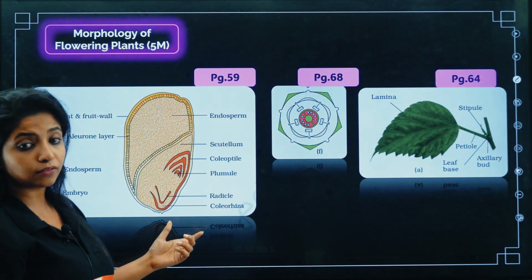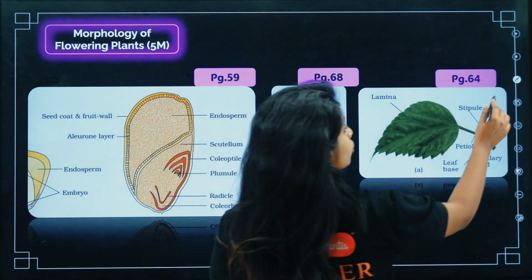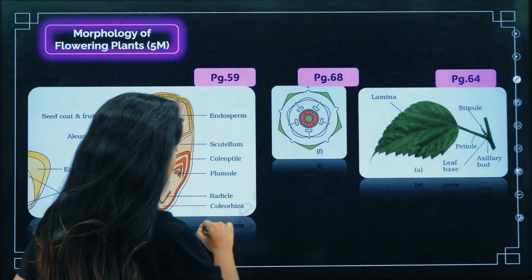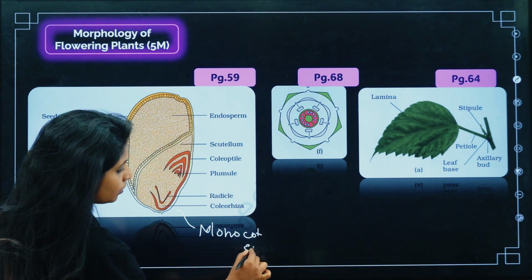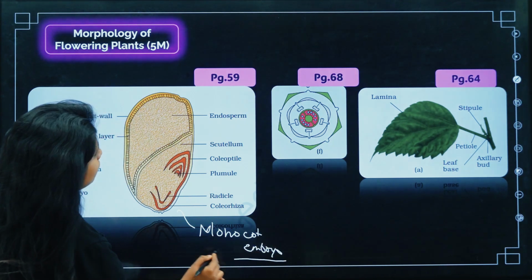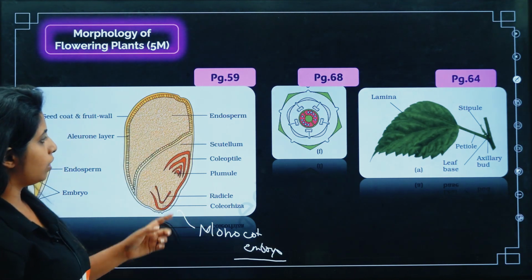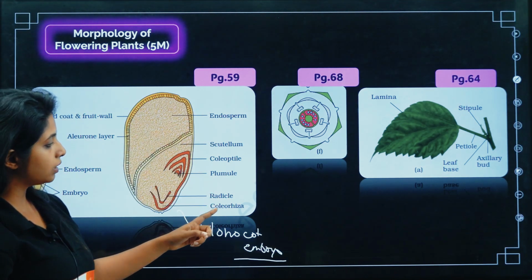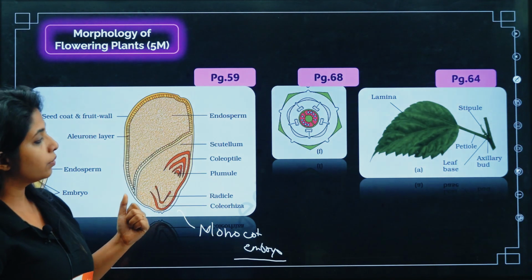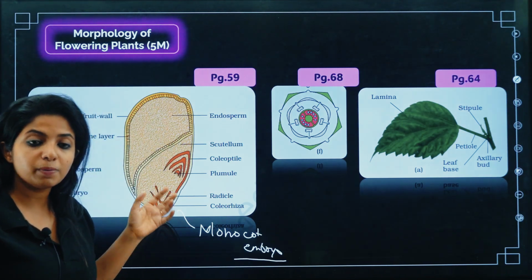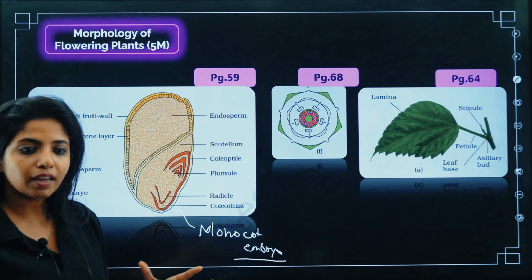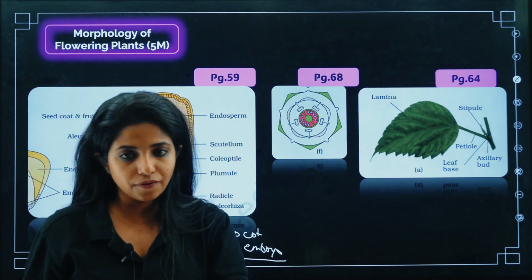Now here you have the structure of the monocot embryo, my dear children. Page number 59. So you have scutellum, coleoptile, plumule, radicle and coleorhiza which are found in them. And endosperm. Monocots are the ones where you will be finding endosperm as well as a cotyledon. In dicots, the endosperm is totally utilized for the formation of cotyledon.